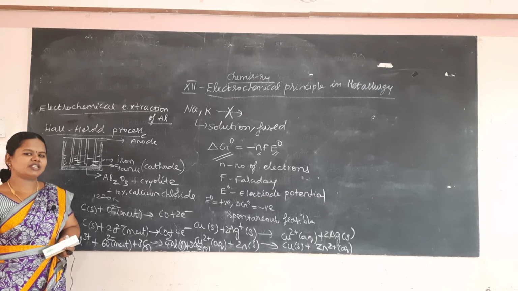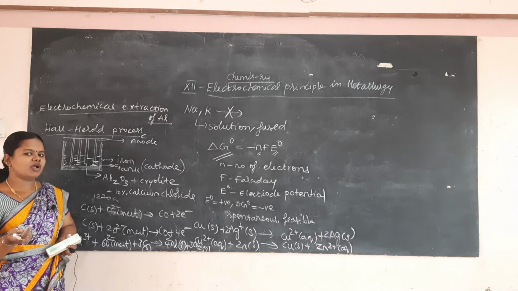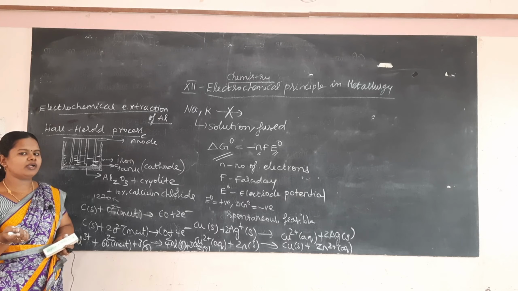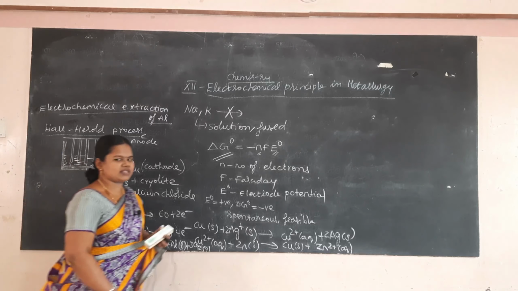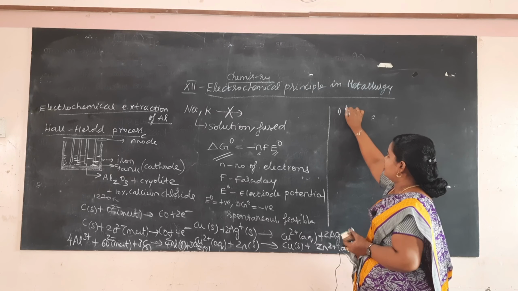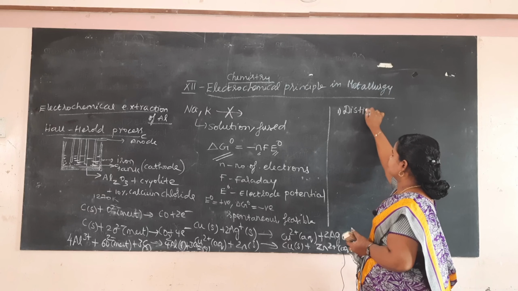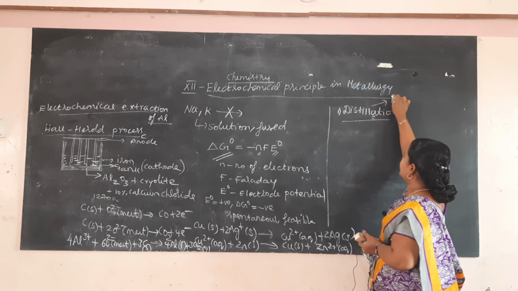We know that in metallurgy there are 3 steps. First one is concentration, second one is separation of the metal, and third one is what? Refining. And the last step we are going to see is the refining process. In the refining process, the first process we will see is distillation. In metallurgy, the last process is the refining process.